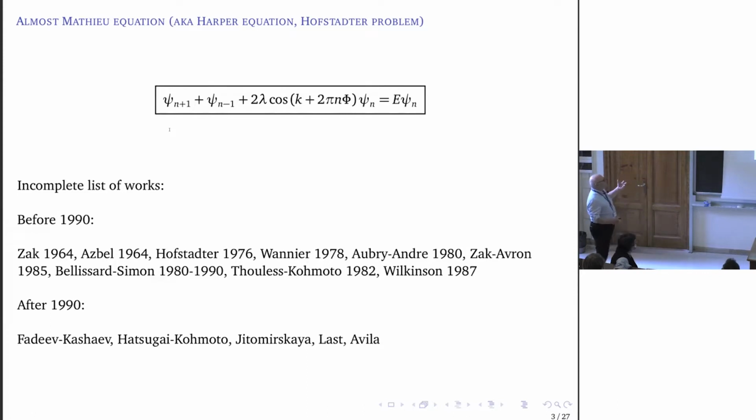There is massive work on this problem, concentrated in time before the 1990s, and those are the names. Here is Hofstadter, who gave this problem his name, although he is by far not the first. And then after the 1990s, I will use a few names, for example Rudy Fadeev, and Svetlana Jitomirskaya, who recently got the Heineman Prize in mathematical physics for proving some theorems, and Avila, Fields Medal. These problems are related to this simple, super simple equation.